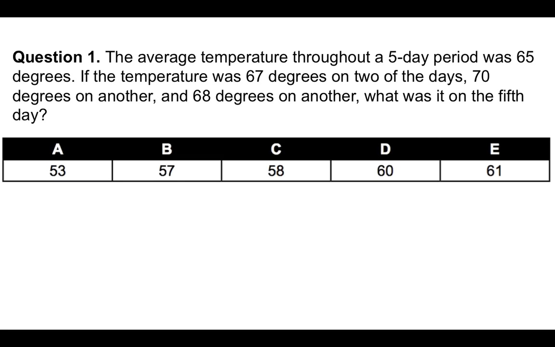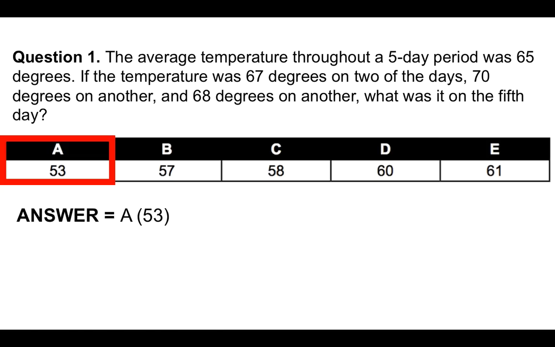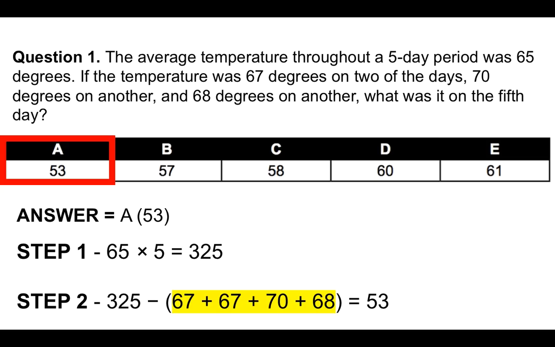The only way to get good at these test questions is to learn how to do them, but also practice lots. And I'm going to get you to have a go at some of these very soon. Okay, the answer to question number 1 is A, 53 degrees. How do we get to the answer? Well, step 1, we multiply 65, which is the average over the 5-day period, by 5, to get 325 degrees in total. Once we've got that figure, step 2, we subtract from 325 the degrees that we already have for 4 of the days. So we've got 67 plus 67, because it tells us on 2 of the days it's 67 degrees. On the 3rd day it's 70. On the 4th it's 68. We add all of those together and subtract them from 325 to get our answer, which is 53 degrees.